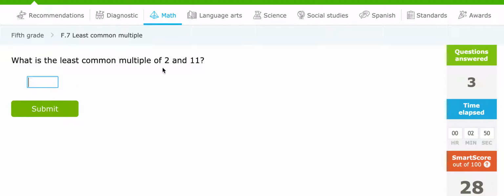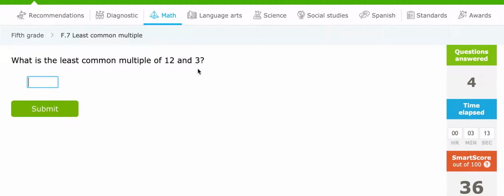What is the least common multiple of 2 and 11? So 2 is saying we need at least one 2, 11 is saying we need at least one 11. So if we multiply those two together, we're looking at 22. 22 is divisible by 2, and it is divisible by 11, and is the smallest number that is divisible by both of them.